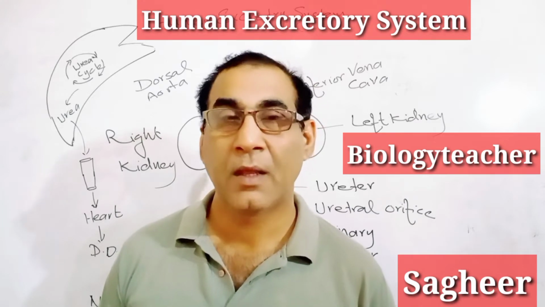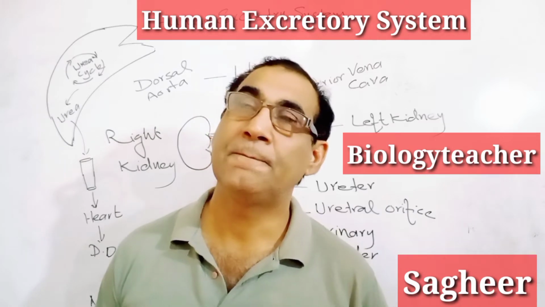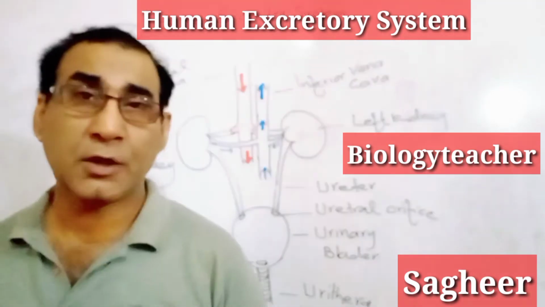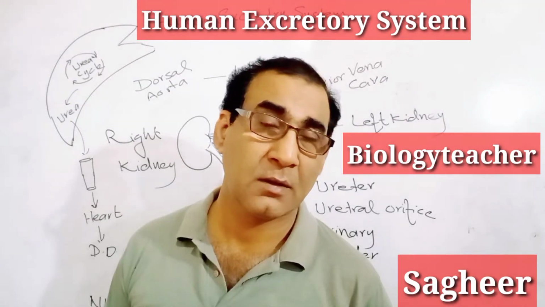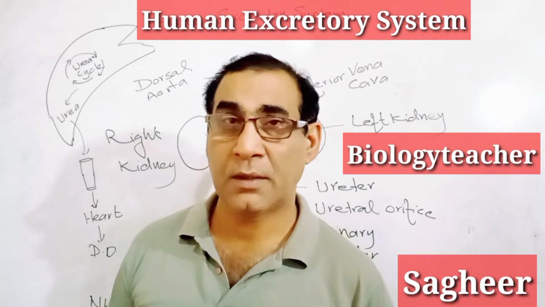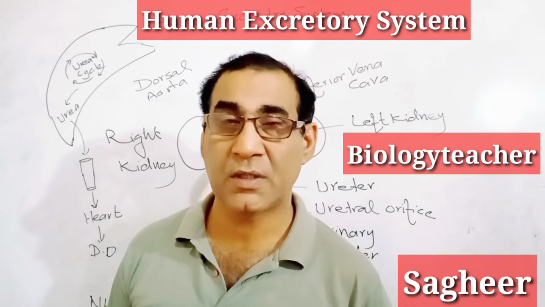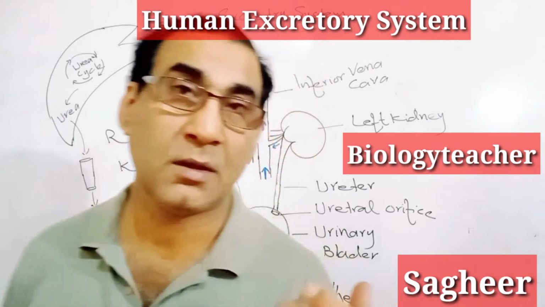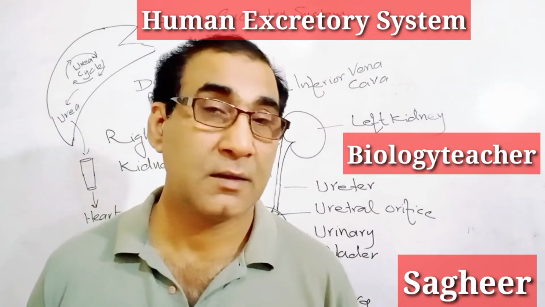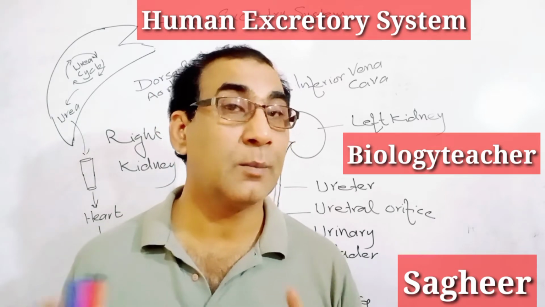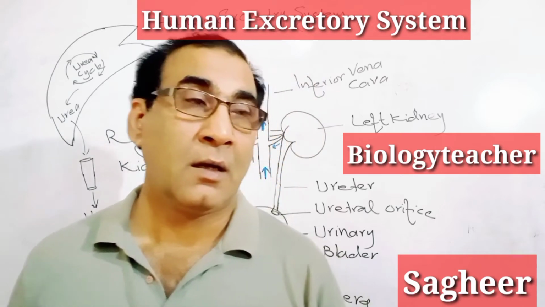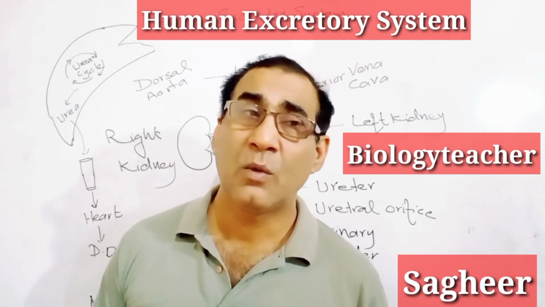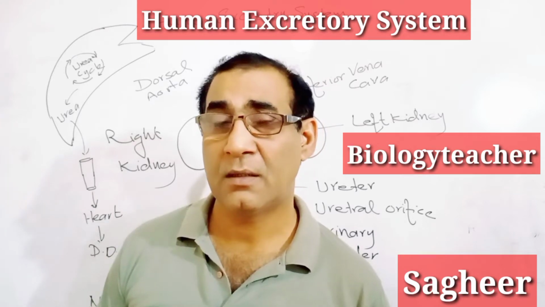Let us know some examples. Ammonotelic animals are mostly those which are found in the aquatic environment. They include the fishes. Most of the fishes are ammonotelic. Yet there are some fishes which are not ammonotelic. Rather, they are ureotelic fishes, like sharks and some bony fishes. The invertebrates like hydra and some others which are found in the aquatic environment are ammonotelic animals.